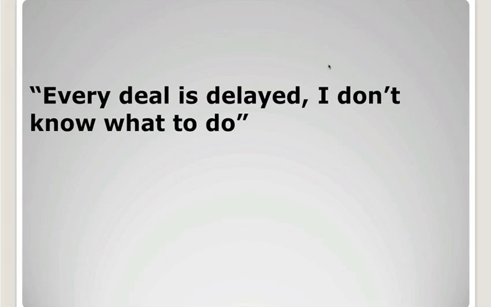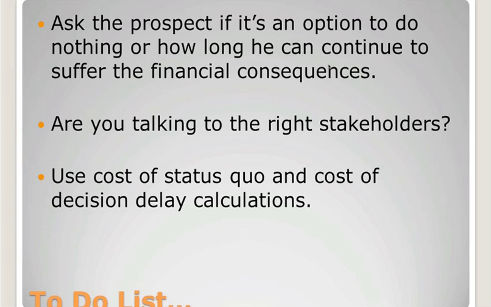So to adapt, ask the prospect if it's an option to do nothing, or how long he can continue to suffer the financial consequences. That goes right to cost of status quo. Again, you can't get this information or validate this information unless you're talking to the right stakeholder. You need to be in the C-suite, not middle management. Those decisions have moved from the shop floor to the boardroom, and it's really important that you're at the right level having those types of conversations. And then finally, use status quo and cost of decision delay calculations in your presentations and in your discussions with the C-suite.